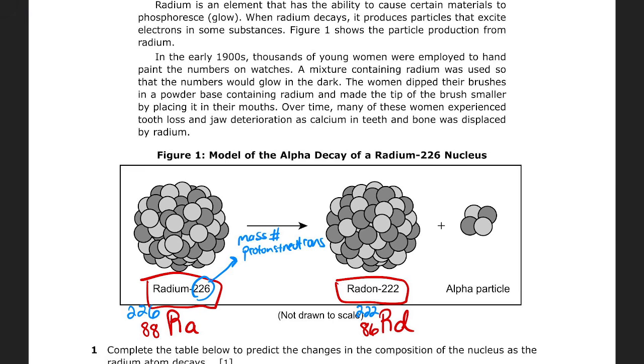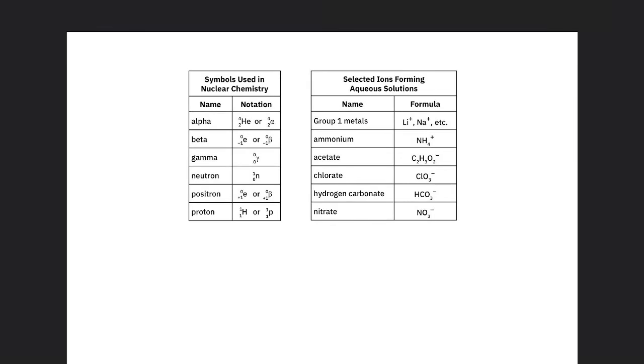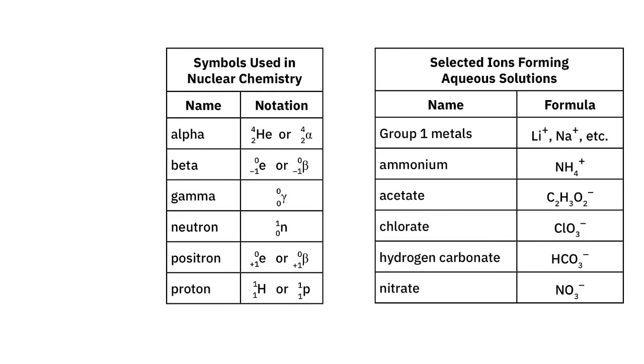You might remember that the symbol for alpha is just going to be 4,2 alpha. And if you forgot that, you can go to your reference table. And this is under the symbols right here. You could also denote this as 4,2 helium.